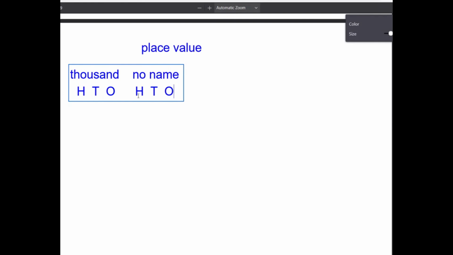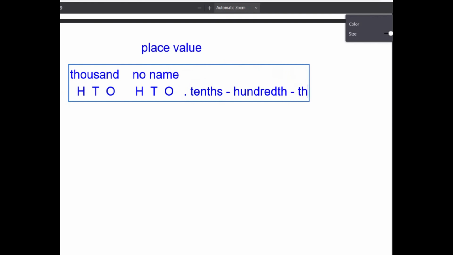So after the ones, we have a decimal point. Then after the decimal point, the first one, we call it what? We call it tens. And the second one, we call it what? We call it hundreds. And then the one after, we call it thousands. These are our groups.